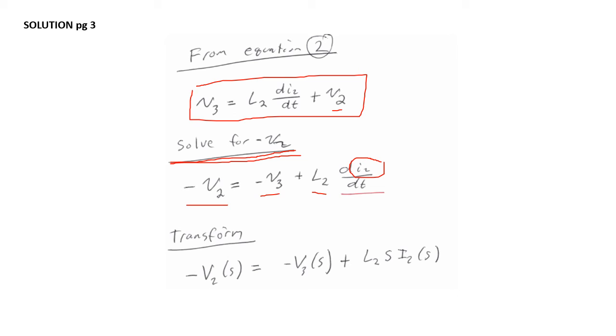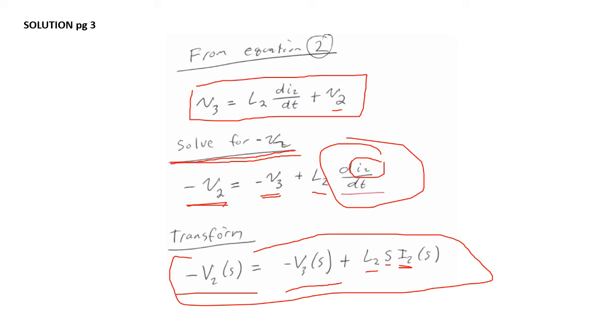So then I can do my transform on this as well. So this ends up being my V2 is now my negative capital V2 of s. Negative V3 is negative capital V3 of s. Plus now, again, I have my d over dt first derivative there. So this is L2s times capital I2 of s there. So this is my next transform from my equation 2.